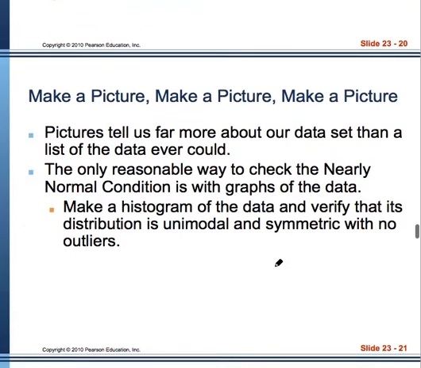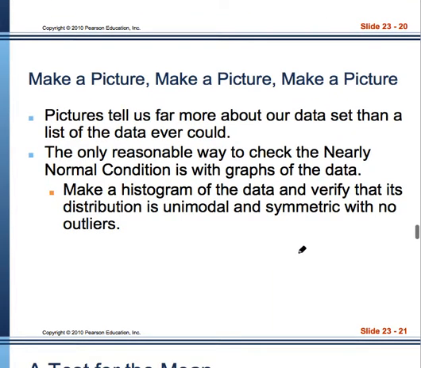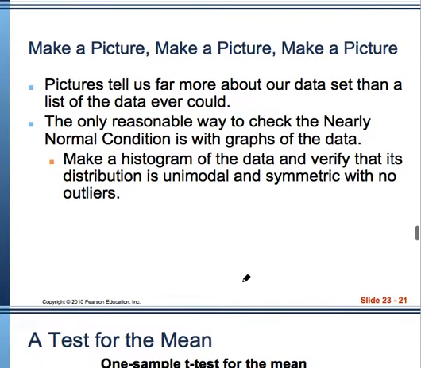Okay, making a picture is always very helpful. When you draw the normal model and are able to see where the p-value is and where the alpha level is, it becomes more clear. Okay. So the only way to do this is by making a histogram, and that's what you're going to have to do in order to see if we can proceed with the t-test.